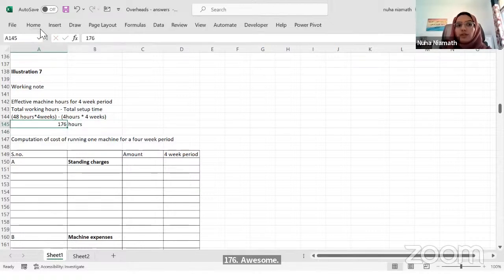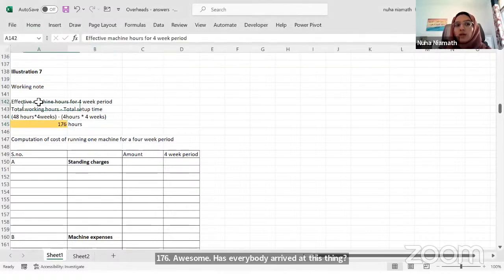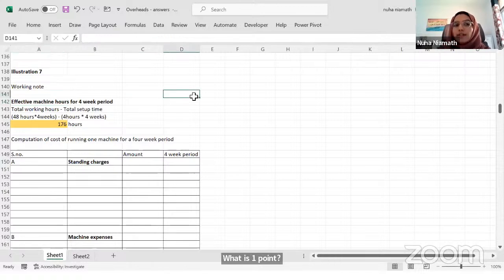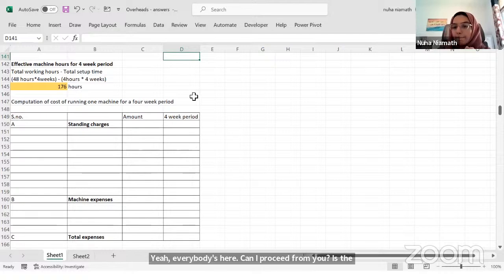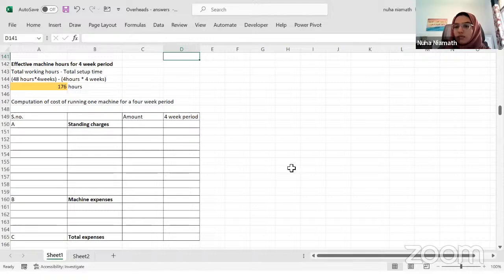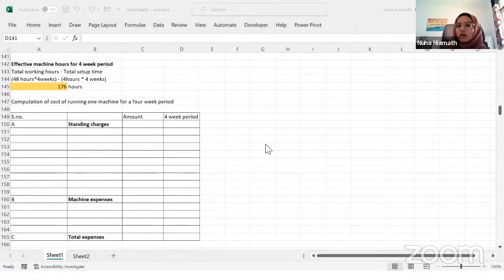Has everybody arrived at this figure? So what is 176 hours? It is the effective machine hours for the 4-week period. Is everybody clear? Can I proceed from here? Is the effective machine hours calculation clear to everybody? Okay. How about the others? Okay.